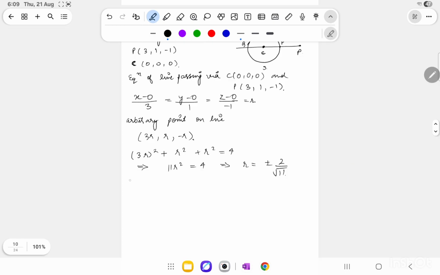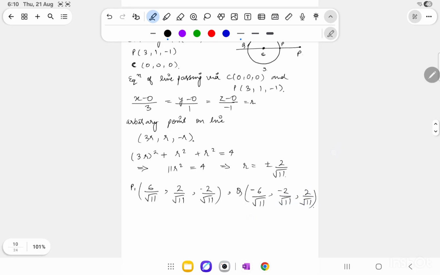So my 2 points where the line is touching the sphere S, let's name them as P1, that will be basically 6 by under root 11, comma 2 by under root 11, comma minus 2 by under root 11. And another one is Q, which is basically minus 6 by under root 11, comma minus 2 by under root 11, comma 2 by under root 11.